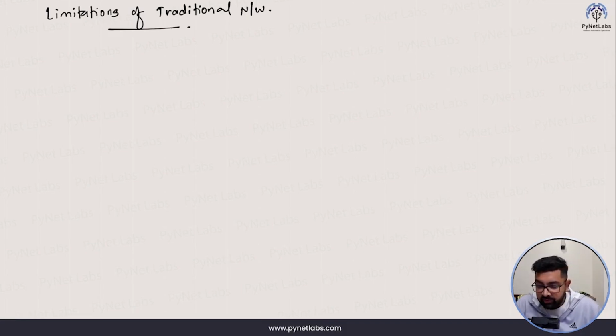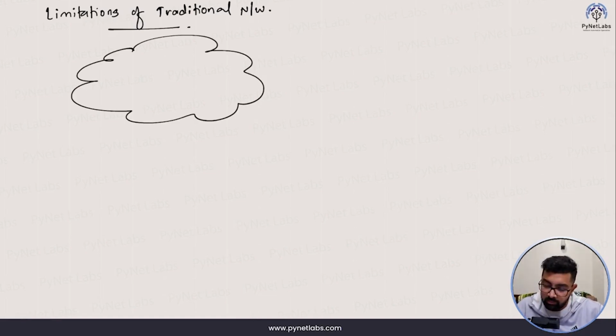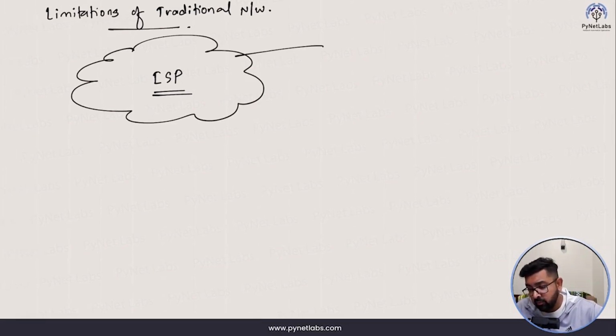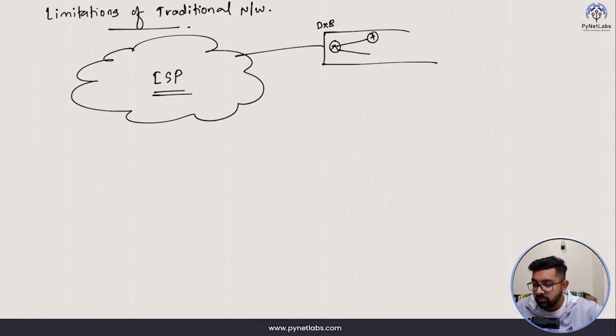So speaking about the limitations of traditional networks, now let's talk about a scenario. Let's say we have an ISP. That ISP is providing us the services to connect our sites across the geography. So we have one site hosted in Dubai. We have a WAN edge router. That WAN edge router is connected to internal devices and maybe some networks inside.